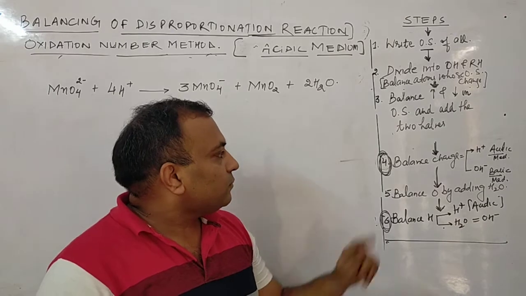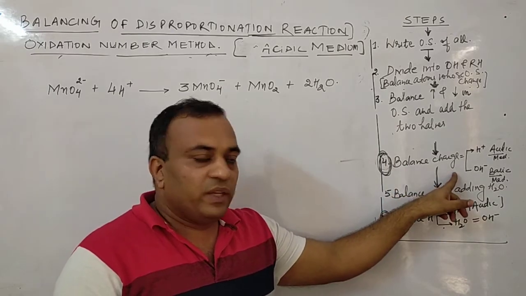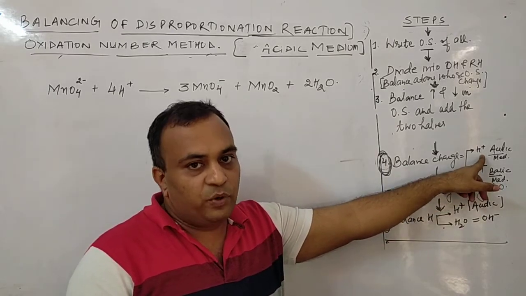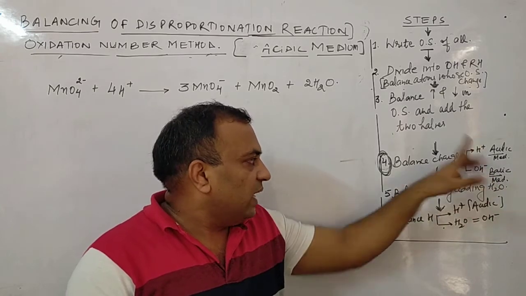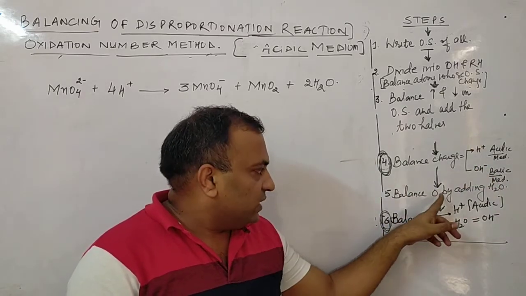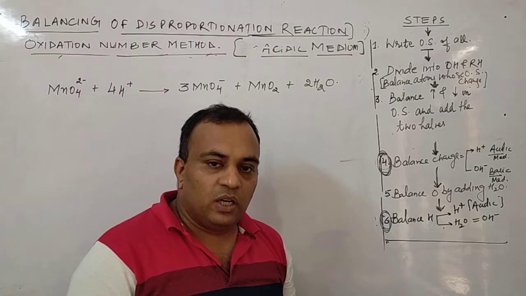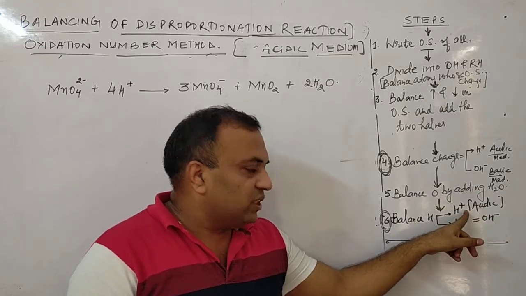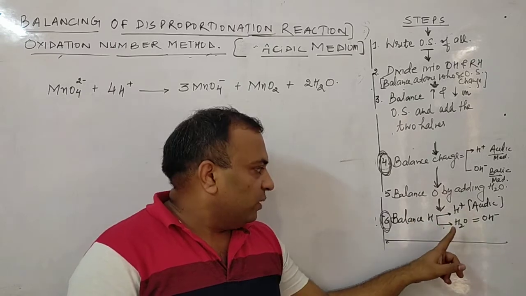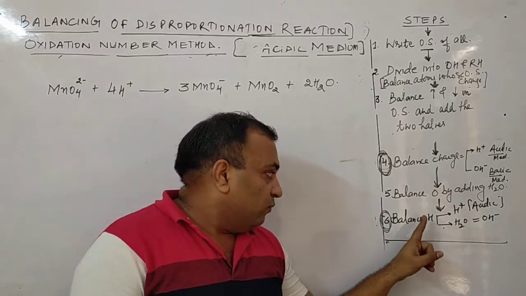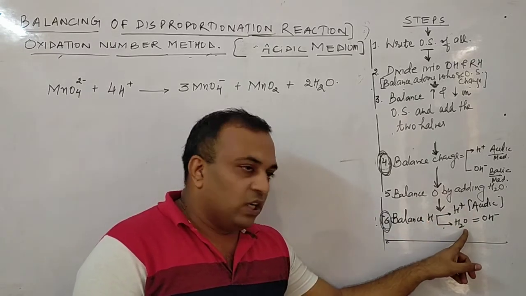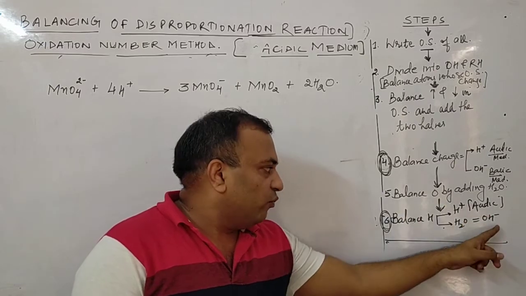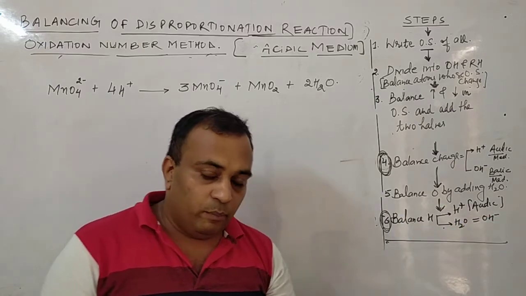After that, you have to balance the charge. If the medium is acidic, add H positive. If the medium is basic, add OH negative. Then balance the oxygen by adding water molecules. And the last, balance hydrogen. If the medium is acidic, add H positive. If the medium is basic, remember, for hydrogen balancing you have to add water molecules, and the same number of OH negative ions are added on the opposite side.